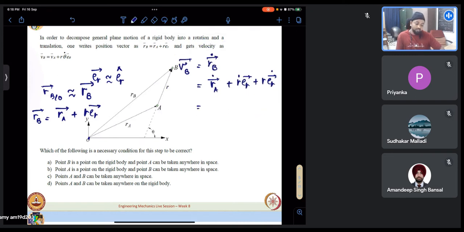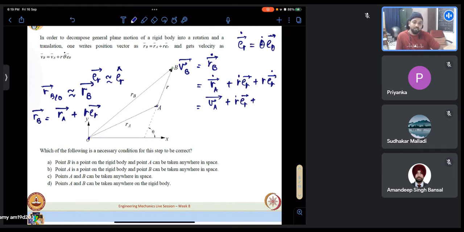And then what did we get? R vector. R vector is the position vector of A with respect to O, and its differentiation will be nothing but V_A, the velocity of A, plus R dot e_R plus, we have seen in the last class that e_R dot is nothing but theta dot e_theta.